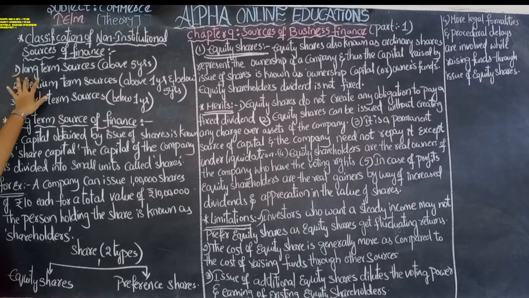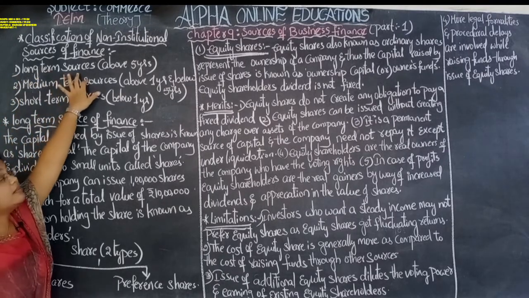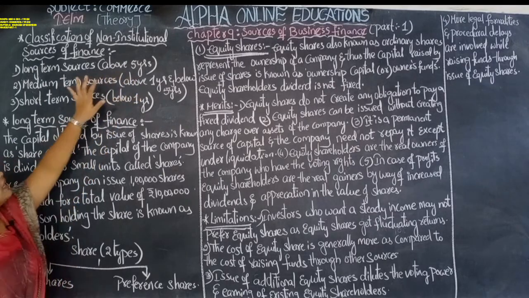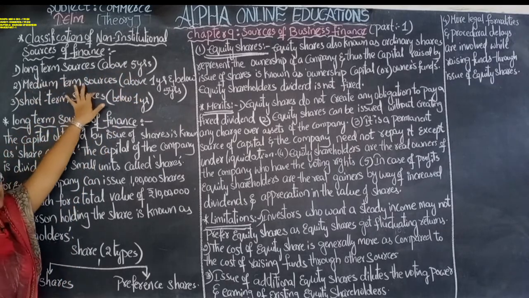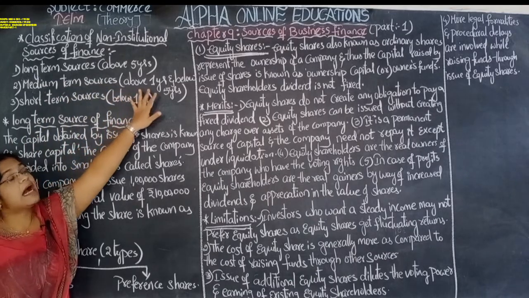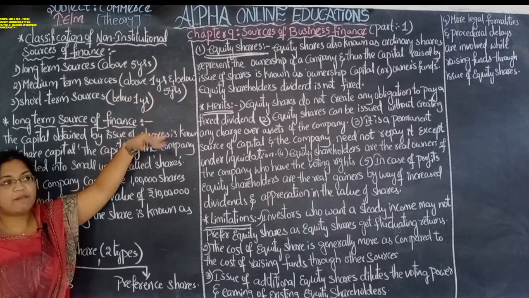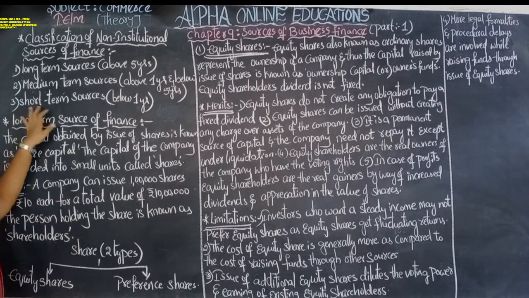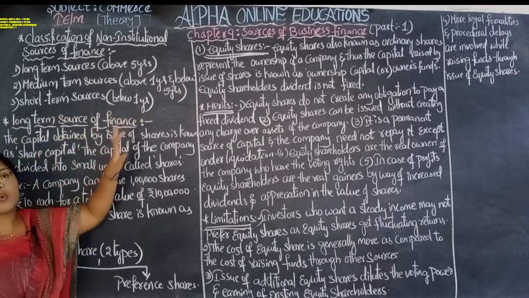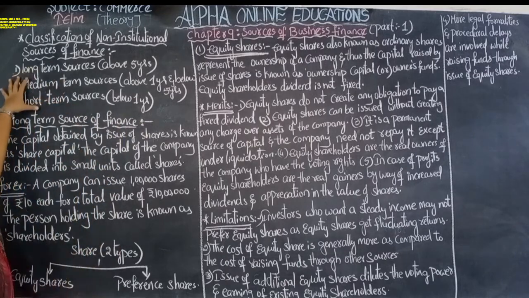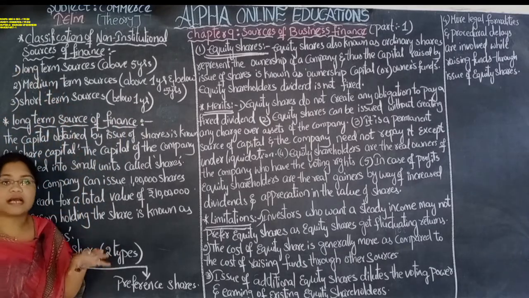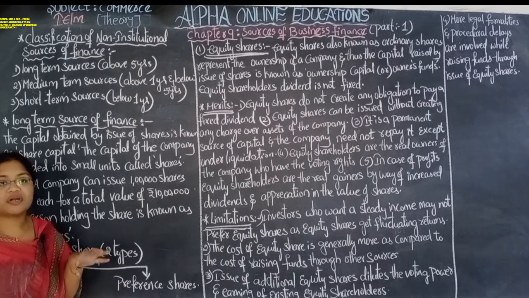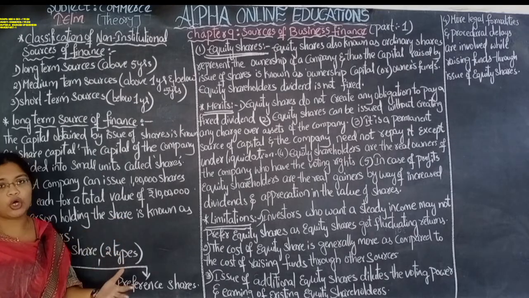The first source is long-term source, that is above 5 years is the time duration of that source, and the medium term source, that is above 1 year and below 5 years. Short term source, that is below 1 year. So these are the sources by which we can raise the capital, which is very important for the business in order to incorporate.